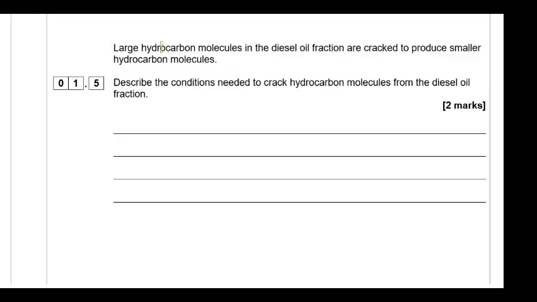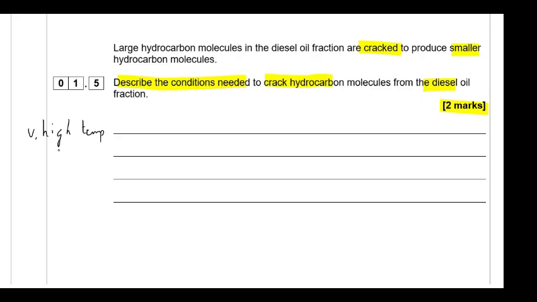Next question. Large hydrocarbon molecules in the diesel oil fraction are cracked to produce smaller hydrocarbon molecules. 1.5. Describe the conditions needed to crack hydrocarbon molecules from the diesel oil fraction. This is for 2 marks. Now this is a simple recall, really.